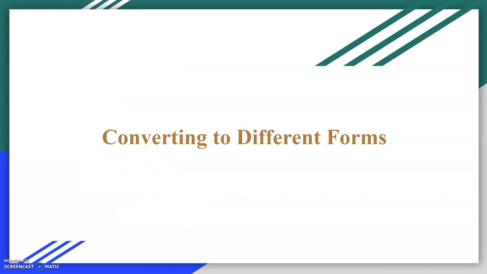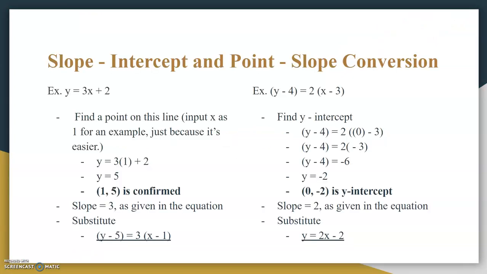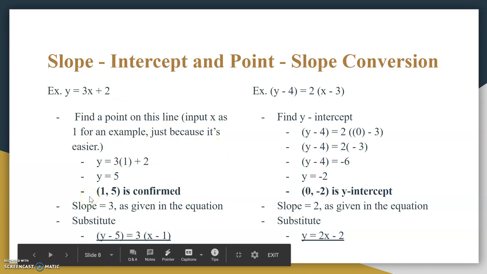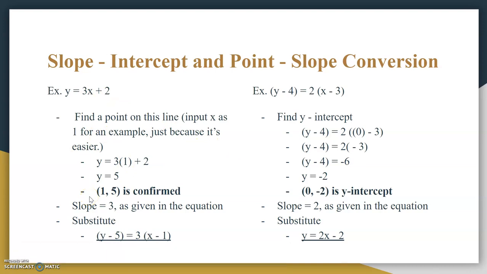Now, in this chapter, we are going to look at converting to different forms. Converting from slope-intercept to point-slope form. Let's take a look at this form. Y is equal to 3x plus 2. First, what we have to do is find a point on this line. Input x as 1, for example, just because that value is easier to compute with. So let's take a look at the next steps. Y is equal to 3 times 1 plus 2. 3 times 1 is equal to 3, which leaves us with 3 plus 2. As a result, y is equal to 5.